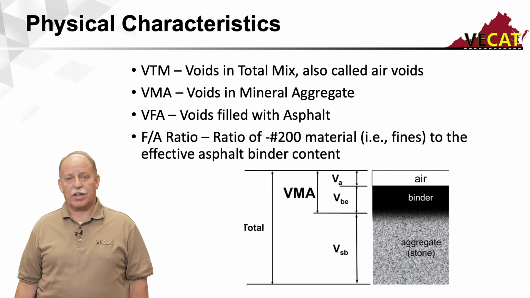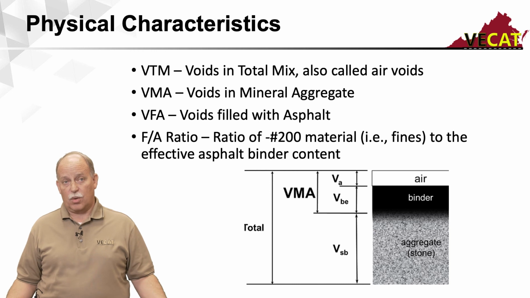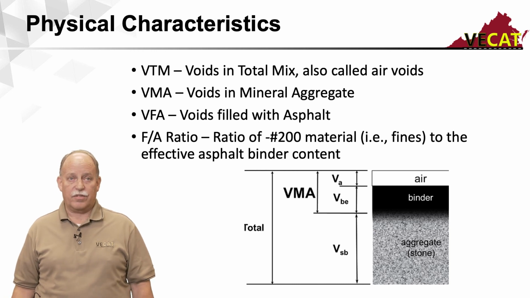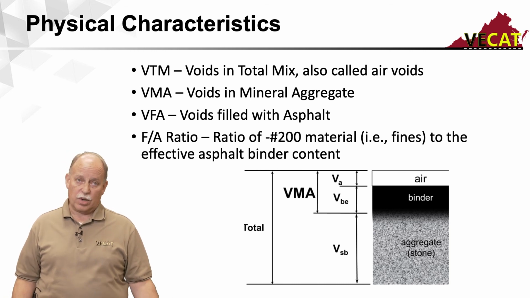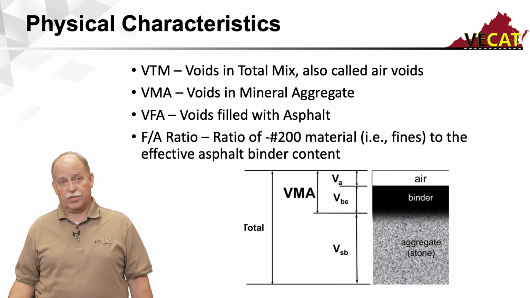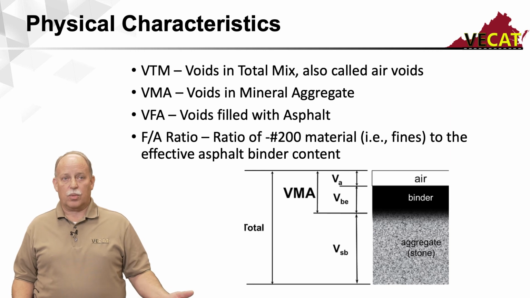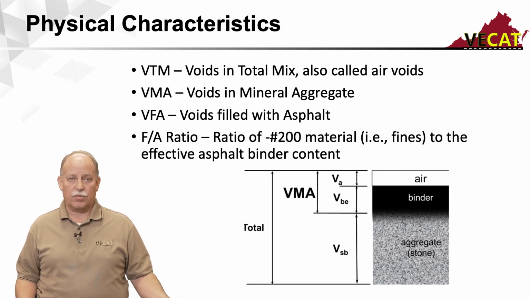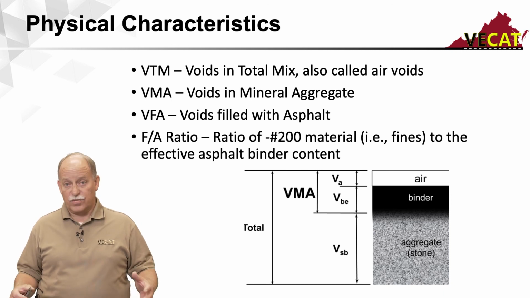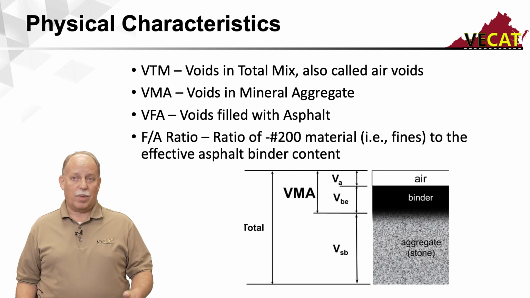So let's talk a little bit about some physical characteristics. We're going to talk about voids in the total mix, which are also sometimes called air voids. We talk about VMA, which is voids in the mineral aggregate, and we're going to talk about VFA. That's the voids filled with asphalt. Along with these voids, we also want to talk about the FA ratio because that also impacts your void structure. That's the ratio of the number 200 material, i.e. those fines again that we talked about, to the effective asphalt binder content.